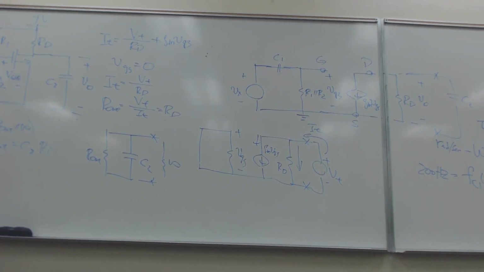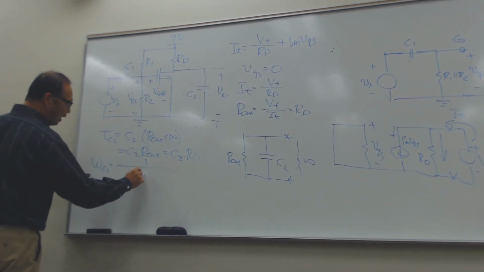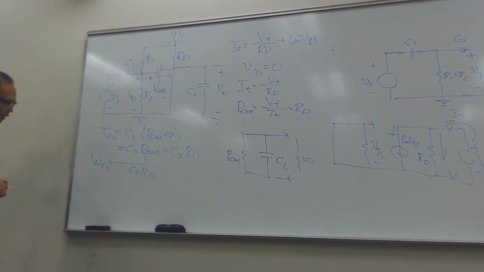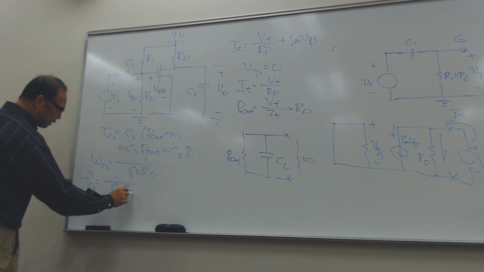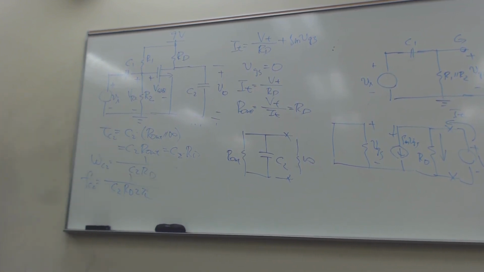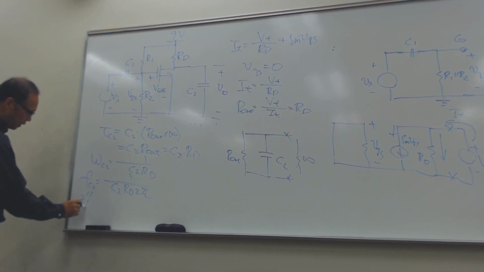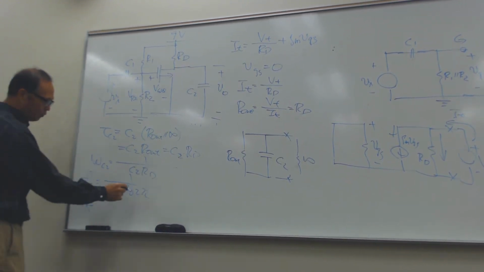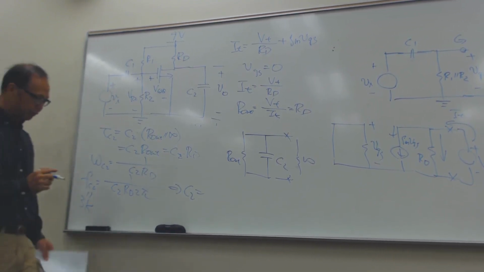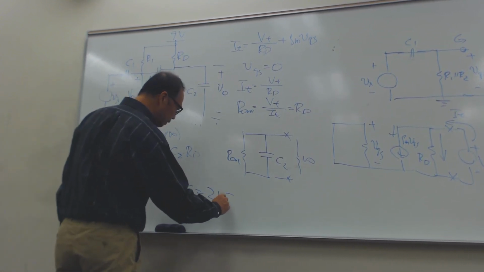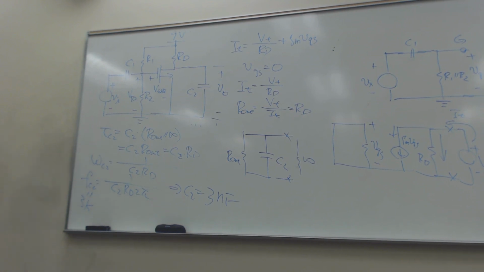Okay, then omega C2 is 1 over tau, so it's 1 over C2 R sub D. And then FC2 is 1 over C2 RD times 2 pi, correct? And this is given. What was the value? 3K, yes? 3K. Right? So therefore, C2 is about 3 nanofarad. Yes?